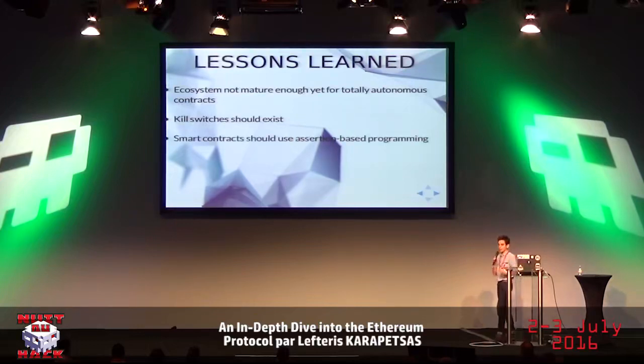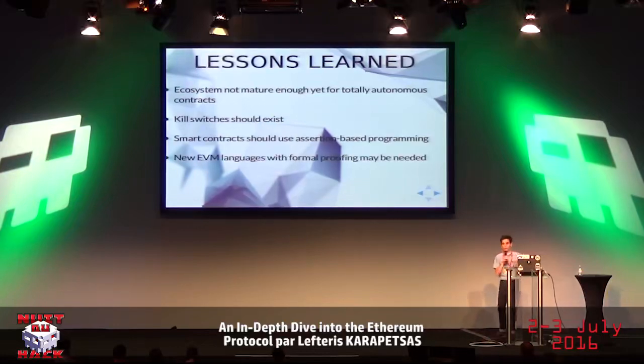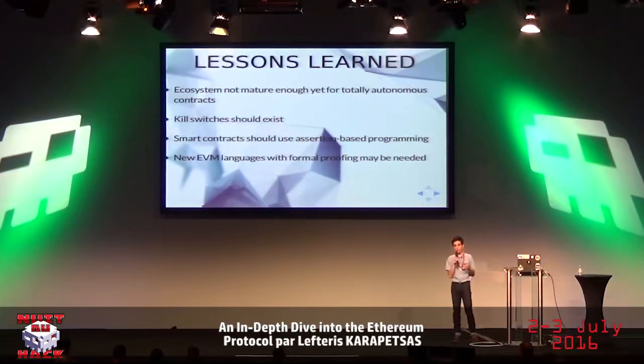The way that we program smart contracts should change, and we should be programming in a much more defensive way. We should be using assertion-based programming, and there are even talks of different languages inside the EVM with formal proofing, maybe even more Haskell-like, more functional languages without any side effects. Because side effects is what killed the DAO. The side effect of the fallback function, that nobody expected it to be called like that.